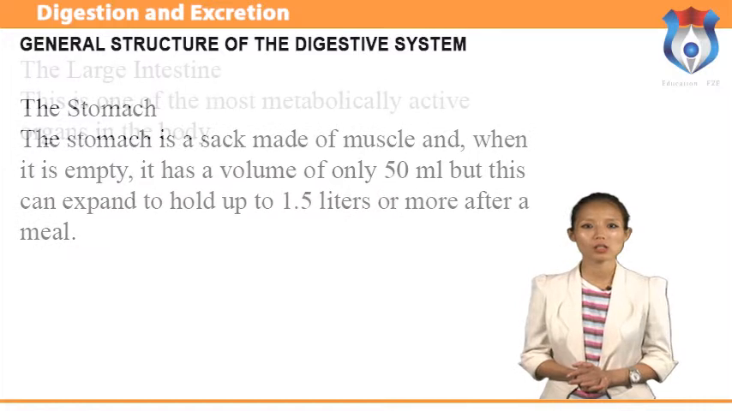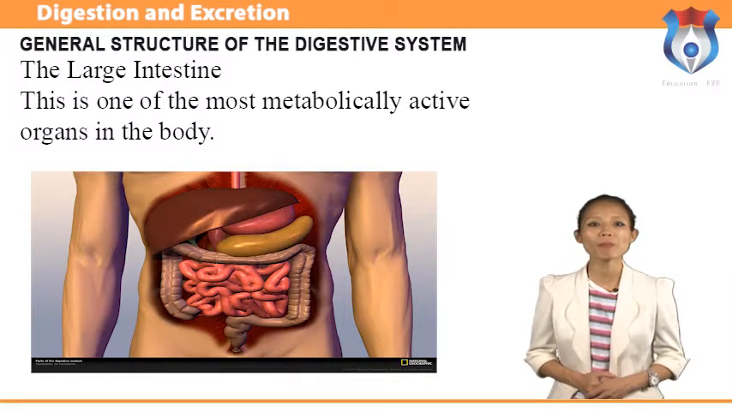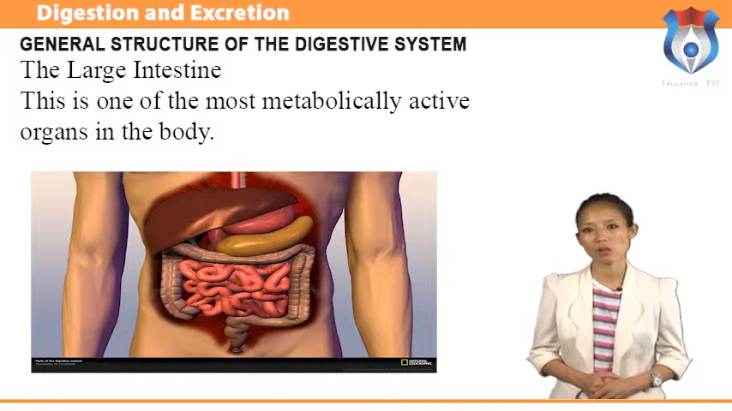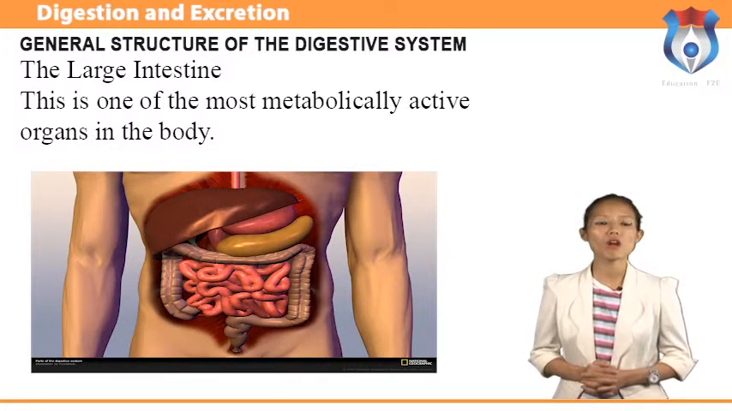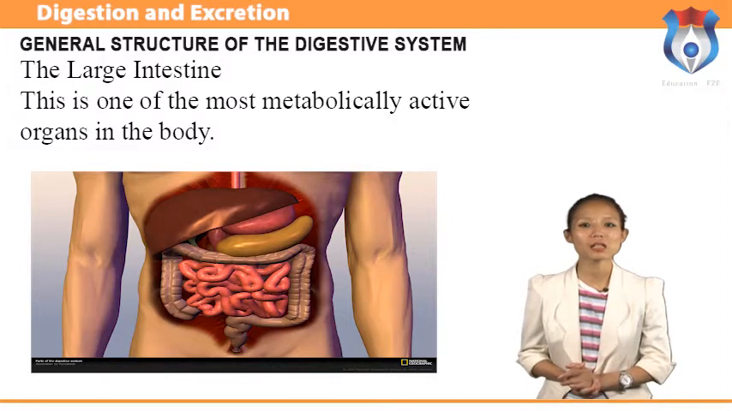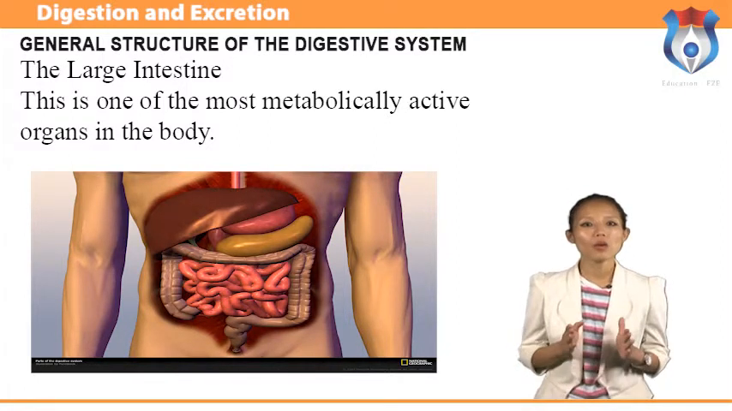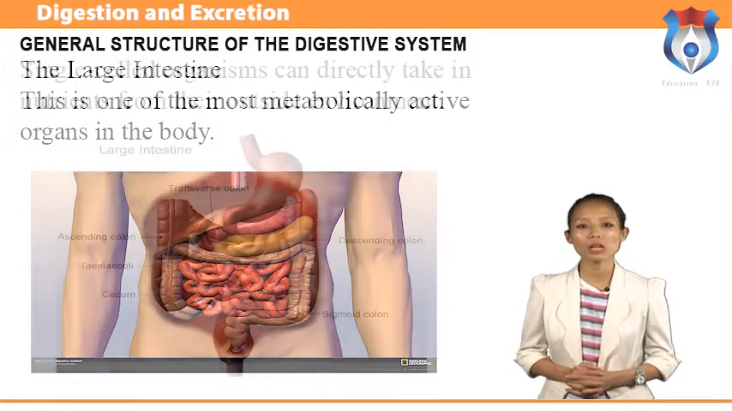This is one of the most metabolically active organs in the body. It measures about 1.5 m and contains over 400 different species of bacteria that break down and utilize the undigested residues of our food, mostly dietary fibers. As the water contents move along the large intestine, water is absorbed and the final product is formed, which is stored in the rectum before secretion from the body.